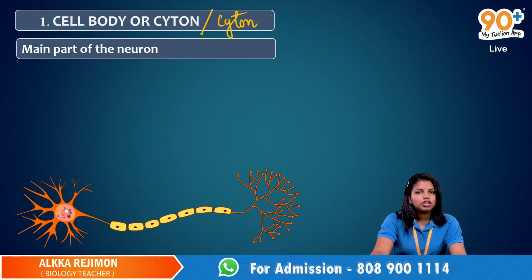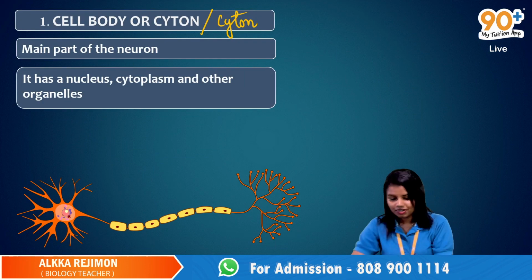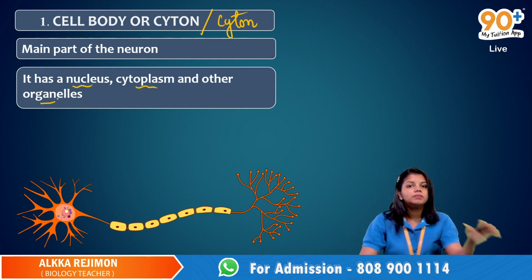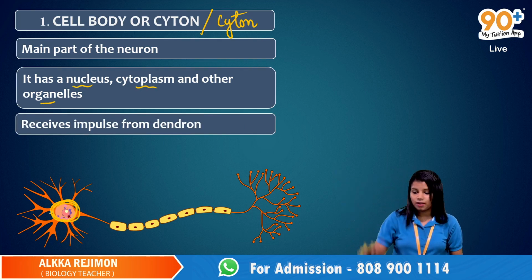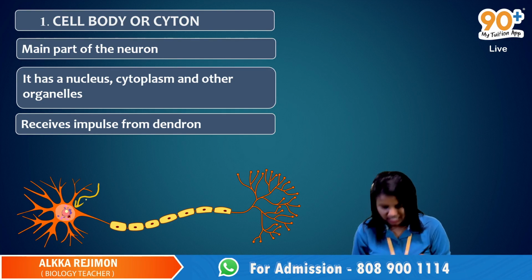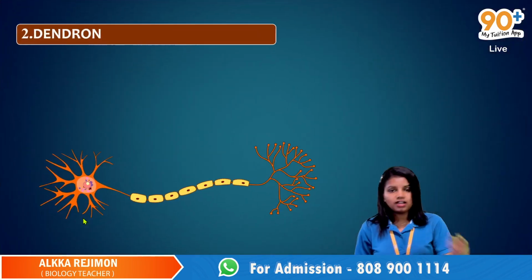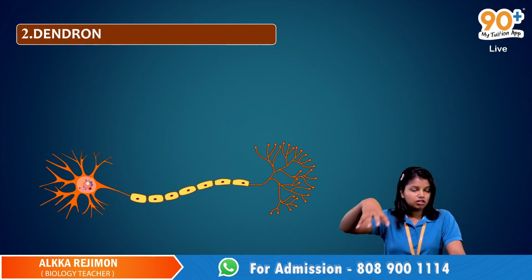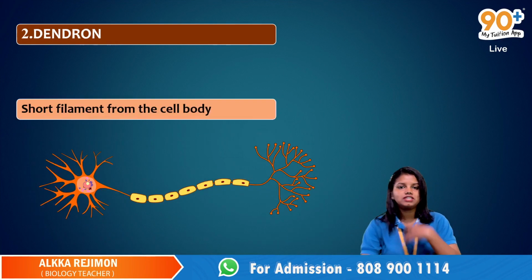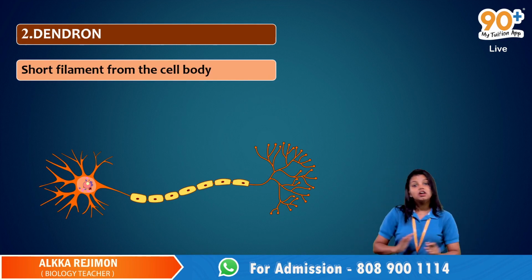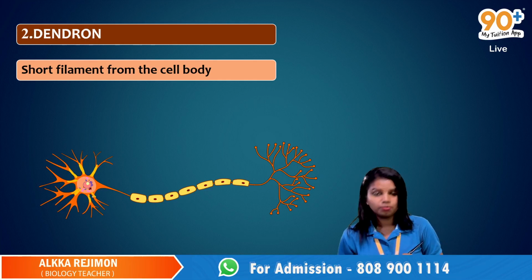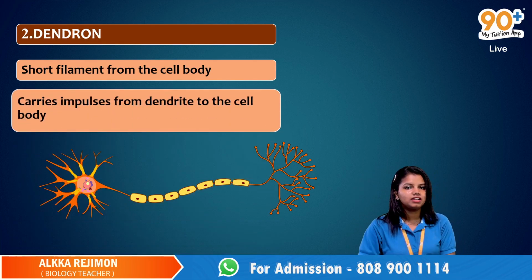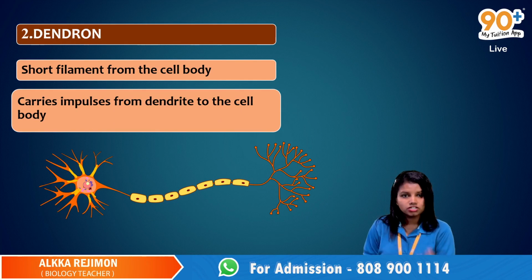The cell body, or cyton, is the main part of the neuron, and this is the region where the nucleus, cytoplasm and all the remaining organelles are seen. The cell body is the region which receives the signals from the dendron. Then comes the dendron, which is the part looking like a branch. The short filaments coming out of the cell body are called the dendron, and the dendron carries the impulse from the dendrite to the cell body.